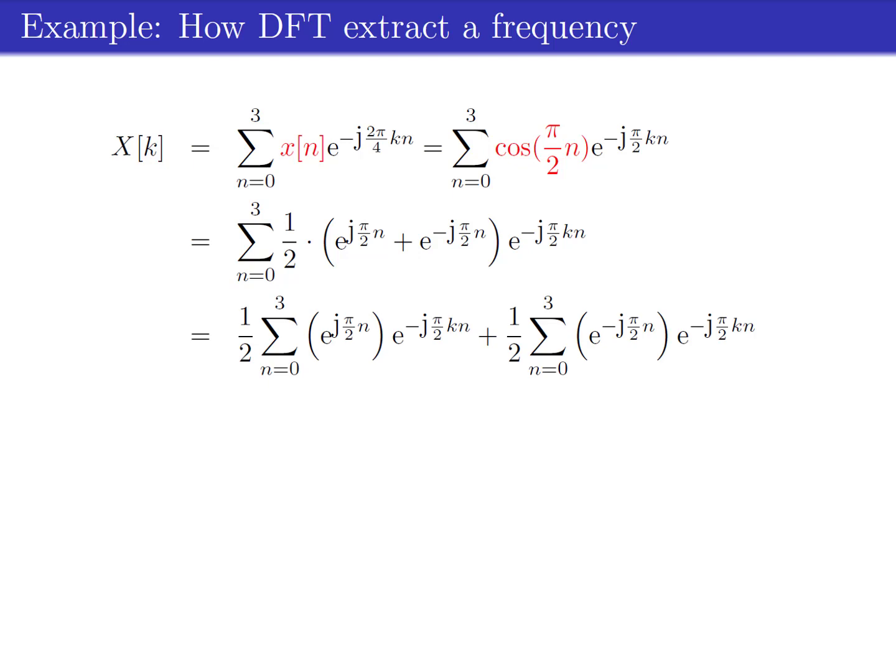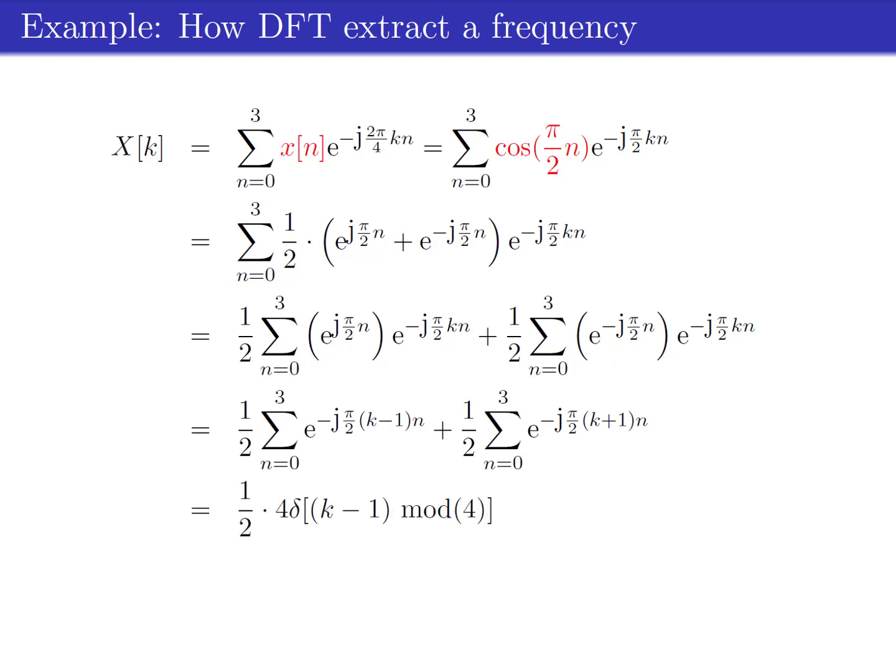Then we split the summation into two separate summations and combine in each of these summations the complex exponents. Now we can use for each of these individual summations the previously described basic DFT summation property.